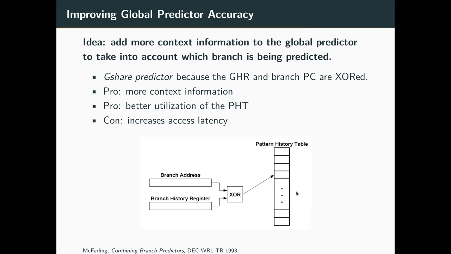Obviously, the downside is more latency. This takes work. Anytime we do something extra, it's going to take more hardware.